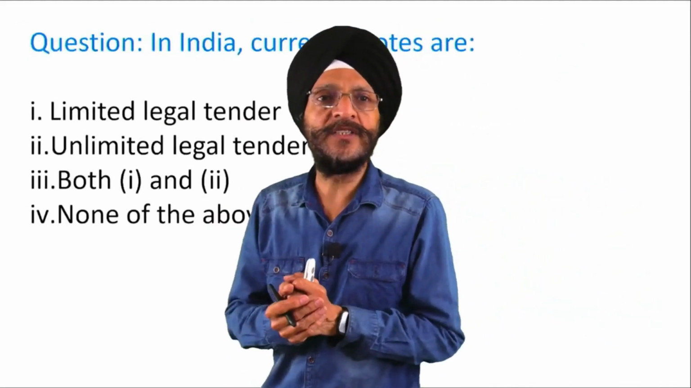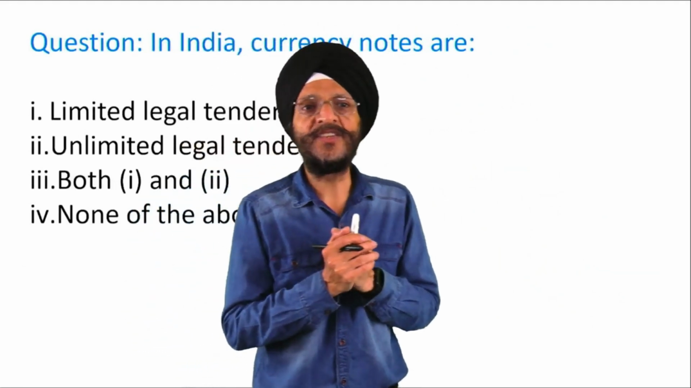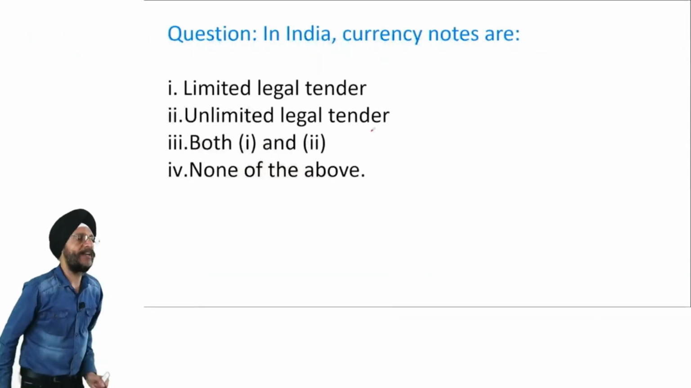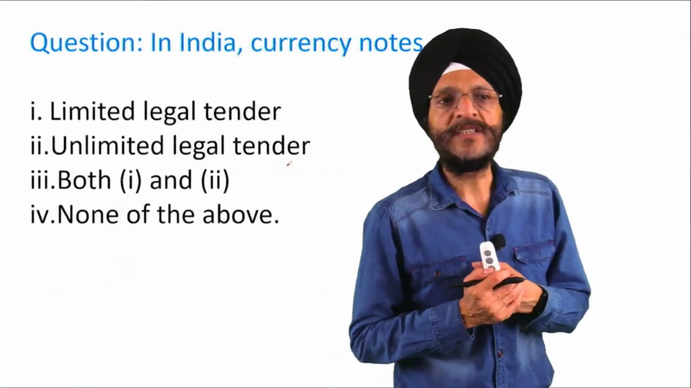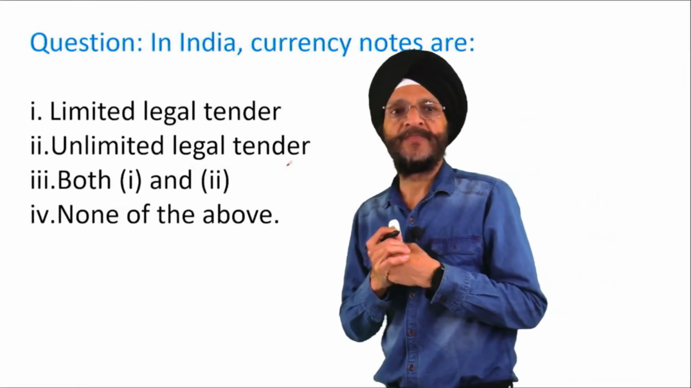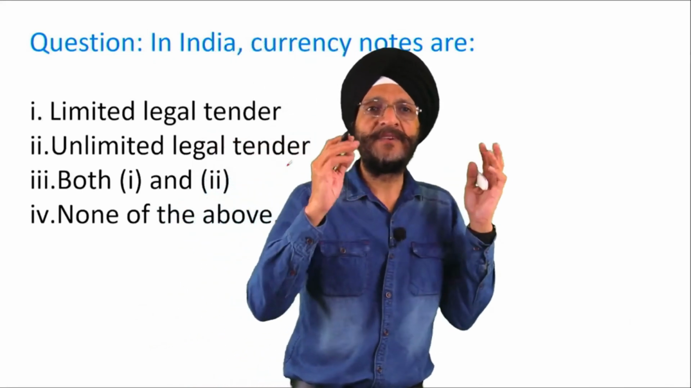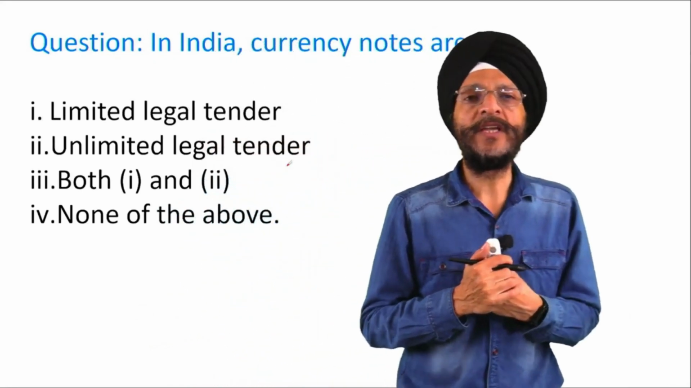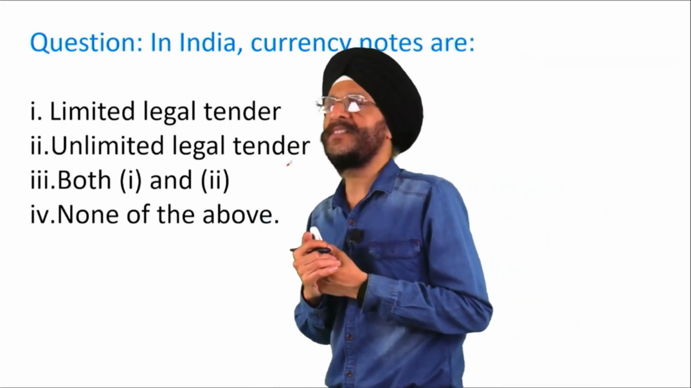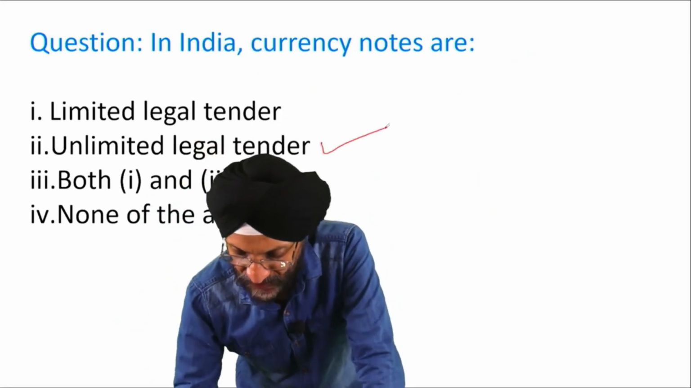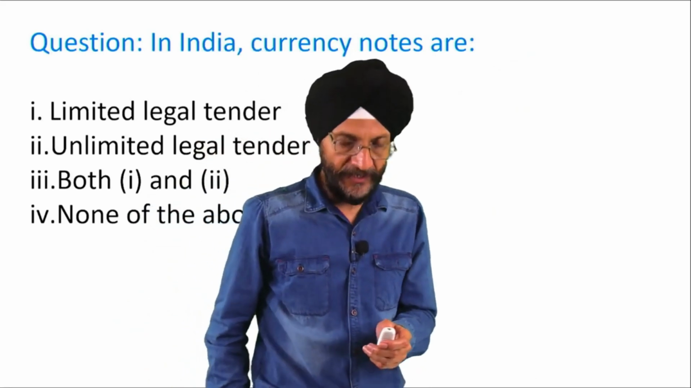Now the question is, in India, currency notes are limited legal tender or unlimited legal tender? We have already read that the coins are limited legal tender, whereas the currency notes are unlimited legal tender. That is, with the help of currency notes, we can make purchases or we can avail services up to any amount. So the answer is unlimited legal tender.